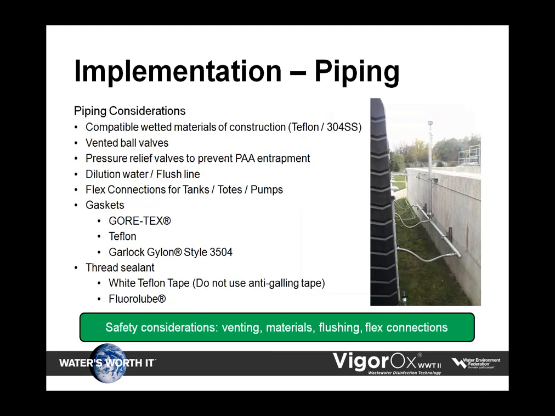On the piping side, it's a good idea to always use flex connections for totes and tanks. A standpipe can be used for venting the line connecting tanks and pumps. And it is also a good idea to set up a water connection to flush the line prior to maintenance work.